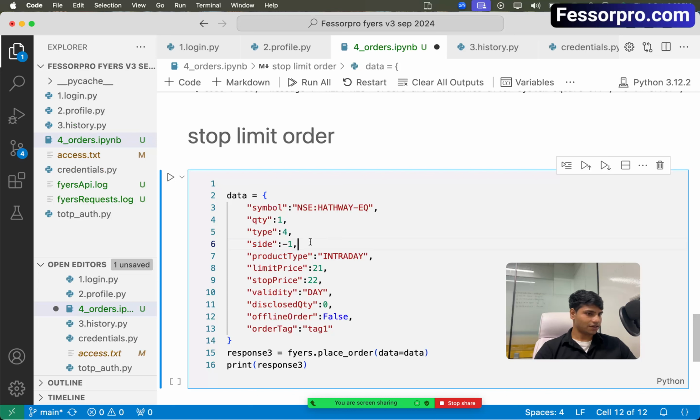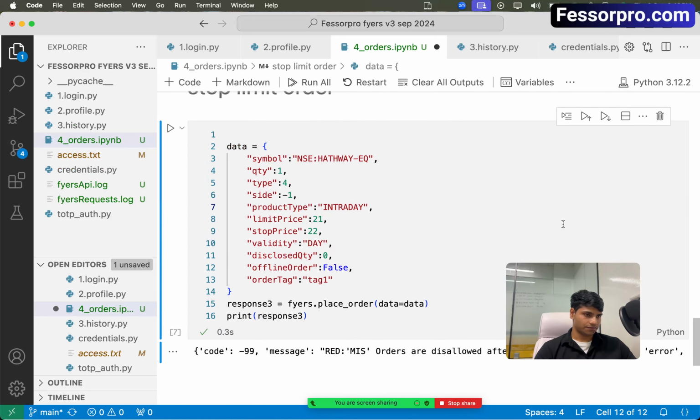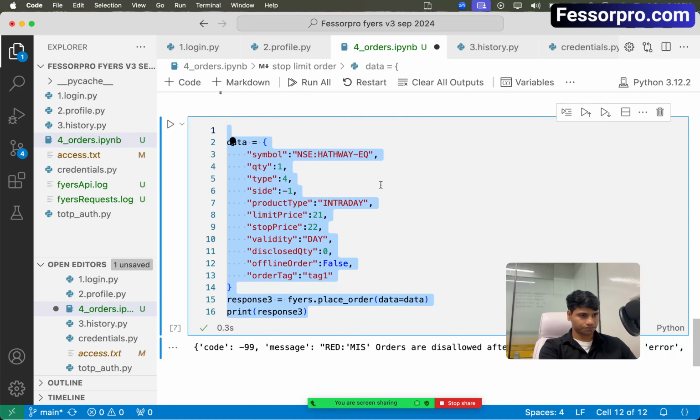I'll repeat, if you're placing a stop loss order, in that case the limit price should be less than the stop price. This is one point you need to remember. If you change this, if you write the limit price as 23 and this as 22, it will not work. So if I run the code, it will again throw the same error, orders are disallowed. But if you run the same code in the live market, you should see some orders getting reflected in the order book.